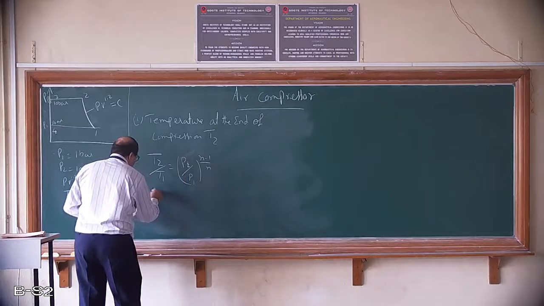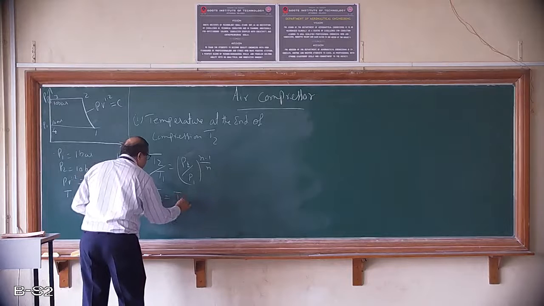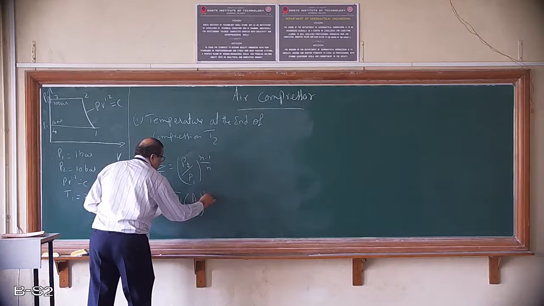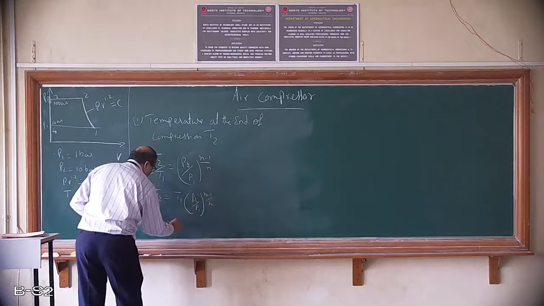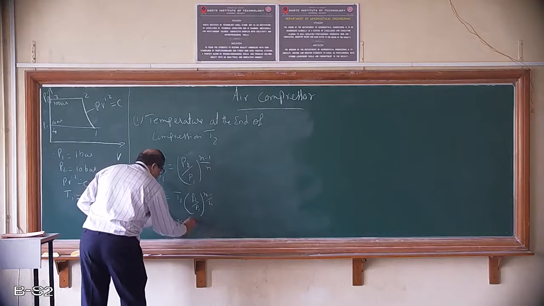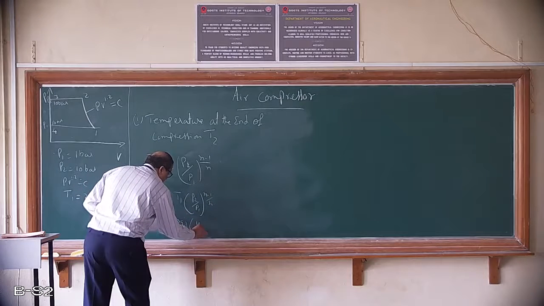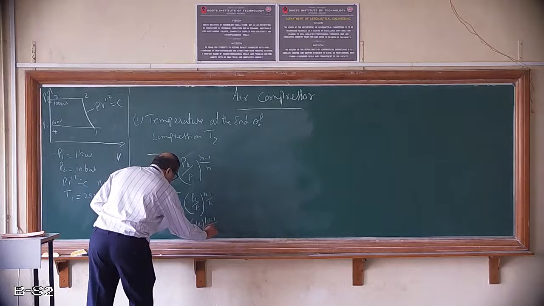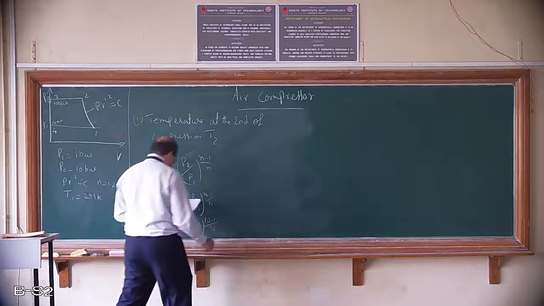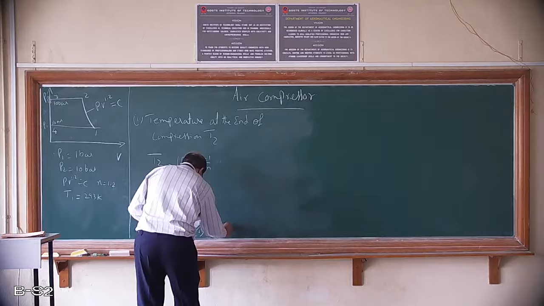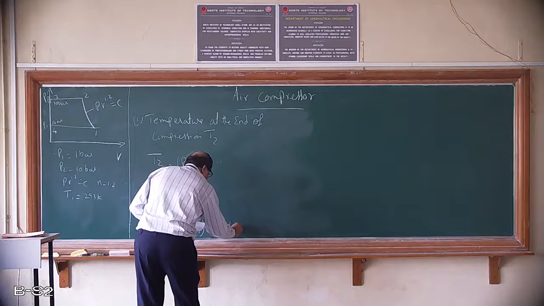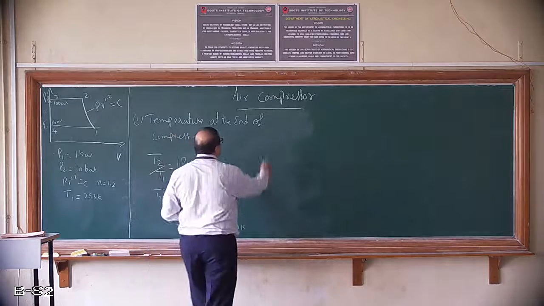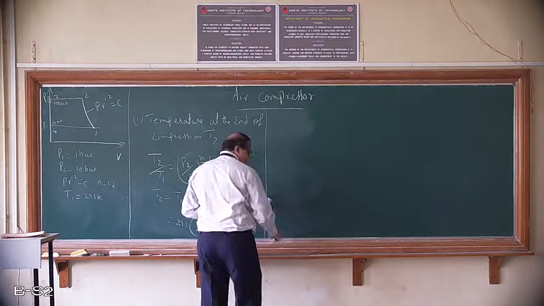So, T2 is equal to T1 into P2 by P1 to the power of n minus 1 by n. So this is given as 293 into 10 divided by 1, to the power of 1.2 minus 1 divided by 1.2. We get this as 430 Kelvin. So this is how you calculate the temperature.